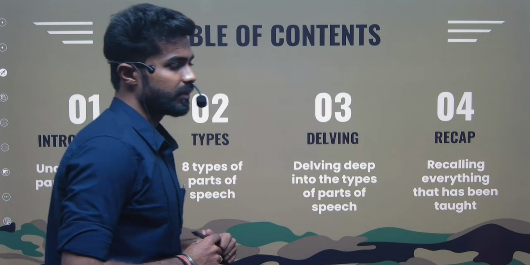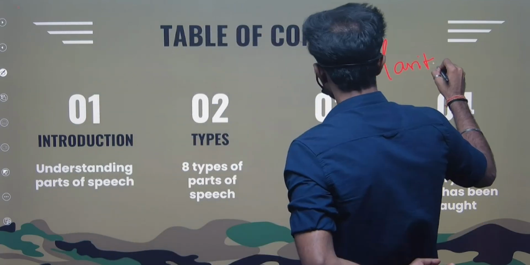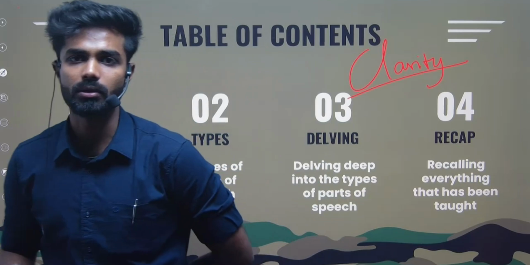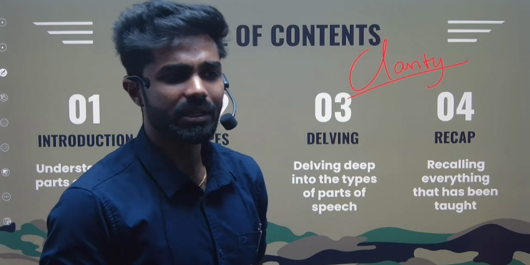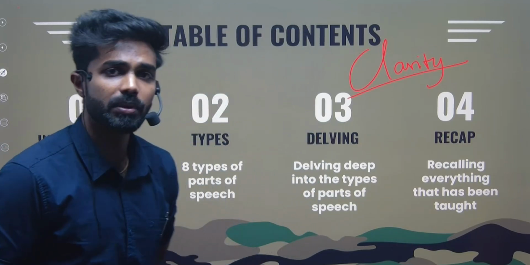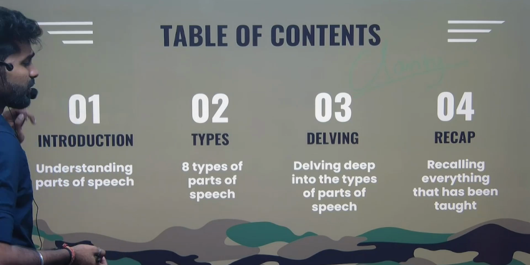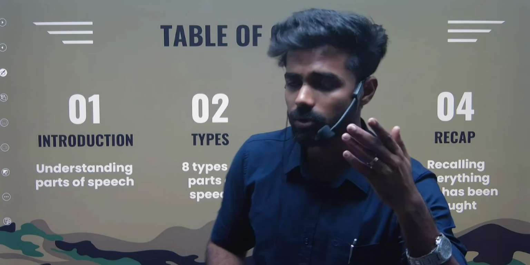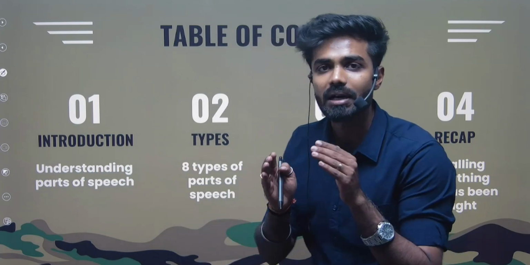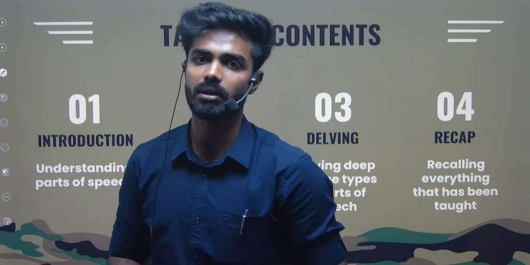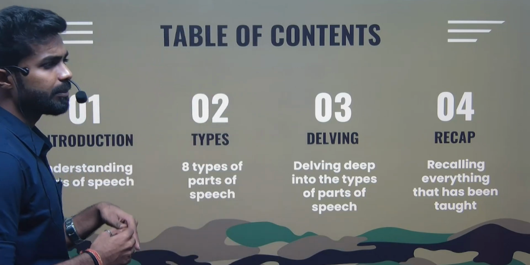Table of contents. I believe in having clarity about what we are doing, right? Being an aspirant or a future officer, you should always have clarity about what you're doing in your life, right? Not only clarity, we need dedication, desperation, and discipline in order to be an officer, right? And also we have 15 officer-like qualities. I don't want you to have all those 15 qualities, but at least have clarity about what you're doing in your life, alright? So, today we'll be learning parts of speech, right?